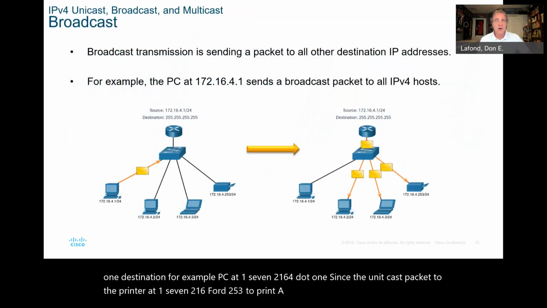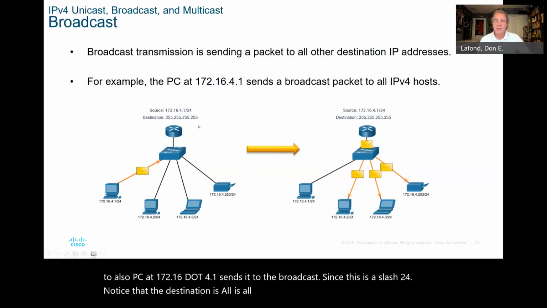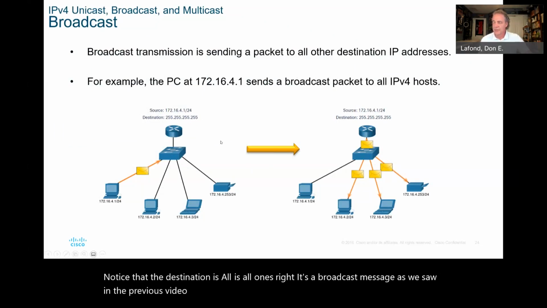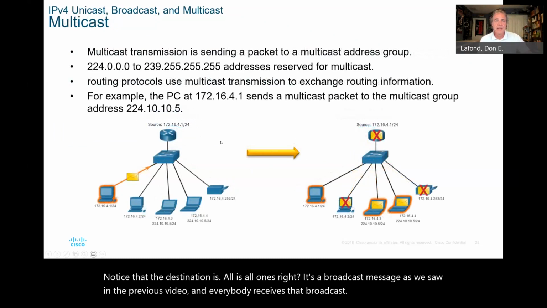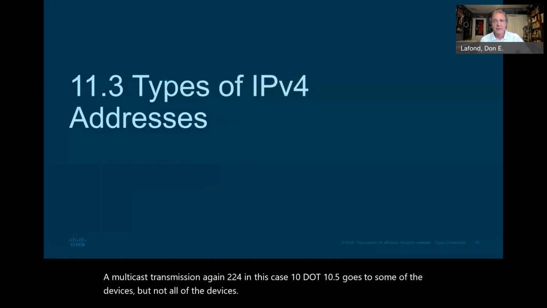Broadcast, again, goes to all. So the PC at 172.16.4.1 sends it to broadcast. Since this is a /24, notice that the destination is all ones, right? It's a broadcast message, as you saw in the previous video, and everybody receives that broadcast. A multicast transmission, again 224, in this case 224.10.10.5, goes to some of the devices, but not all of the devices.